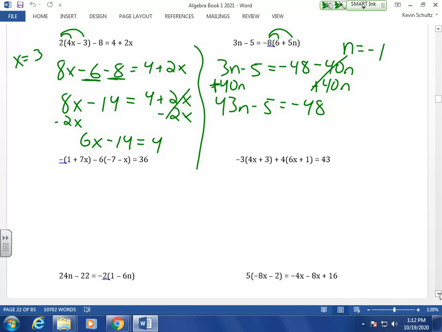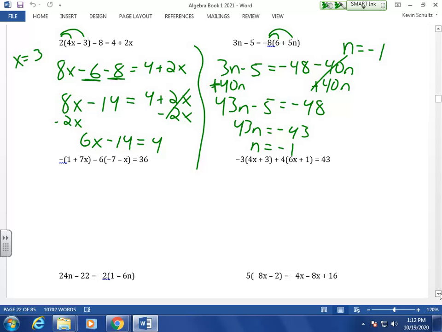And now I'm using opposite operations because I am actually moving something from one side of the equation to the other. Add 5 to both sides. That gives me 43n equals negative 43. And divide by 43, n equals negative 1.